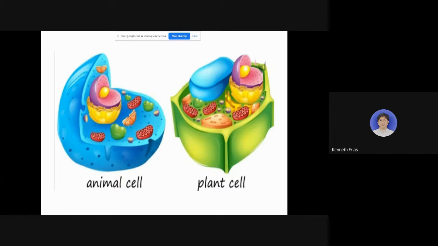But both of them have membrane-bound organelles, and one of these membrane-bound organelles that is related to our lesson is called the mitochondrion. And we will also focus on the cytosol, which is found in the cytoplasm, because these two parts, the mitochondrion and the cytoplasm, both play an important role in cellular respiration.